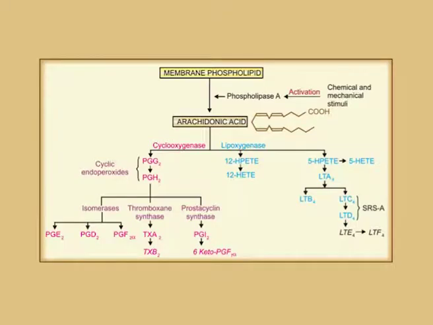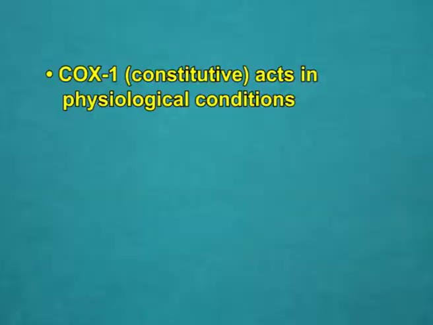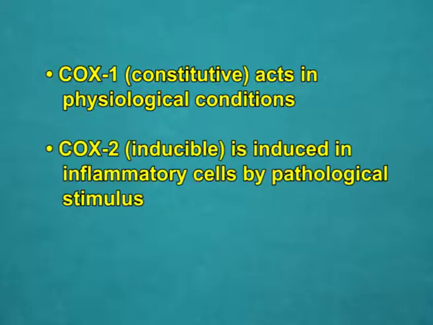As you can see in figure number 5, now we will discuss cyclooxygenase, that is COX, which is bound to the endoplasmic reticulum. COX exists in 3 isoforms: COX1, known as constitutive, acts in physiological conditions. COX2 is inducible, induced in inflammatory cells by pathological stimuli, and COX3 is basically present in the brain.